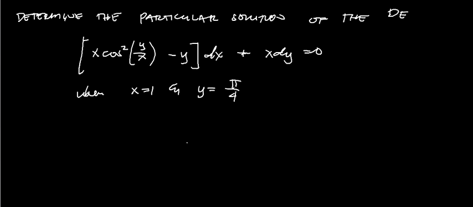So here's another example. Let us determine the particular solution of the given DE. We have (x cos²(y/x) − y) dx + x dy = 0, when, so this is our initial condition, x = 1 and y = π/4.